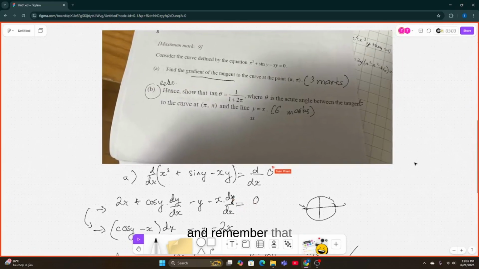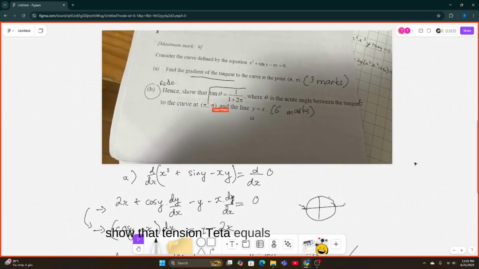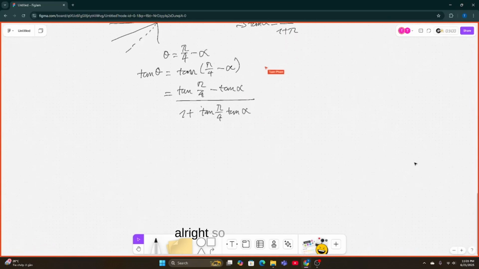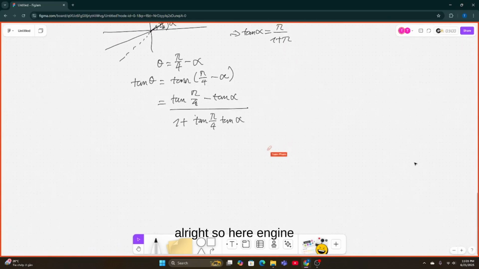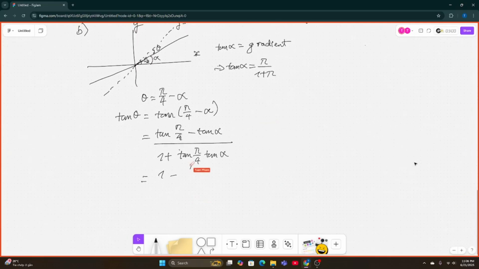And remember that they say show that tangent theta equals 1 over 1 plus 2 pi. For any question that says show that, it means you have to solve, but technically they already give you the answer. You just have to work your way to the answer. So here, tangent pi over 4 is 1, and tangent alpha is pi over 1 plus pi. You do it slowly, step by step. You don't have to rush yourself.